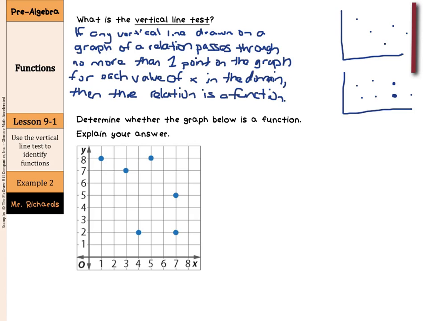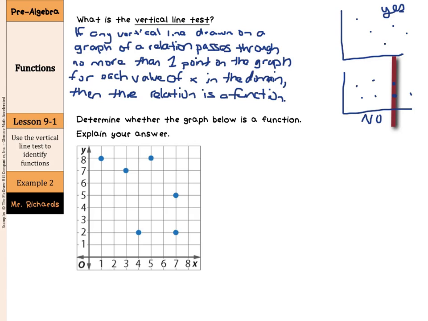And we use that same line now. I bring that down here, and I use the vertical line test. That's okay there. That's okay there. That's okay there. Still okay. Here we have 2 points on that vertical line. And since we have 2 points on the vertical line, the second one is not a function, while the first one was a function. Now, determine whether the graph below is a function and explain your answer.